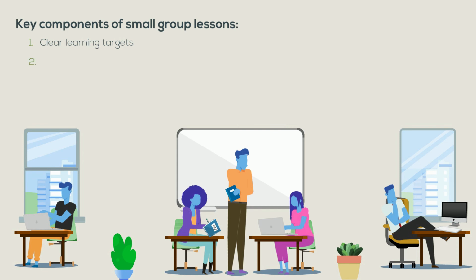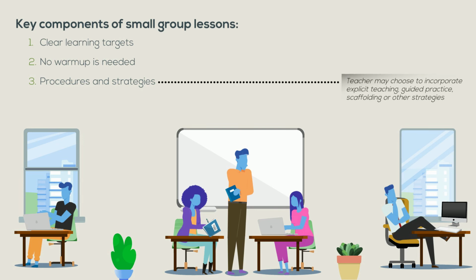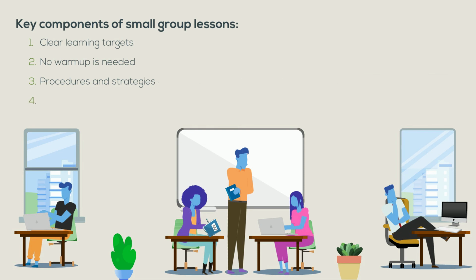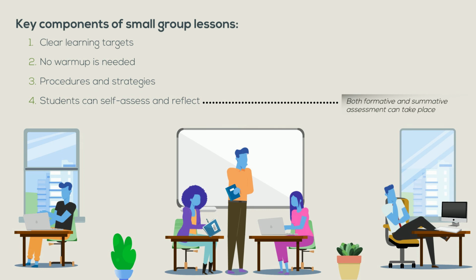2. No warm-up is needed, unlike for whole group lessons. 3. Small group lesson plans often keep procedures and strategies. The teacher may choose to incorporate explicit teaching, guided practice, scaffolding, or other strategies. 4. Often students can self-assess and reflect on how successful they have been in meeting the targets. Both formative and summative assessment can take place at this level.